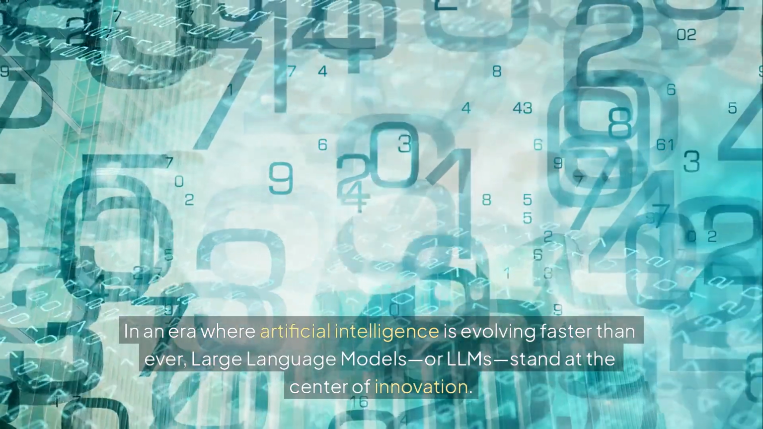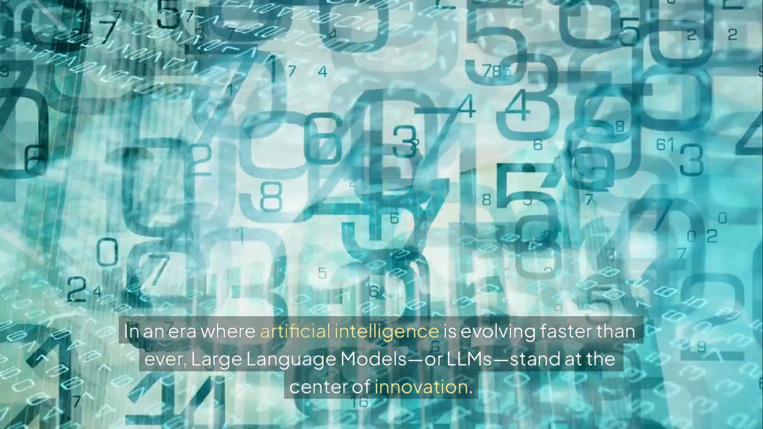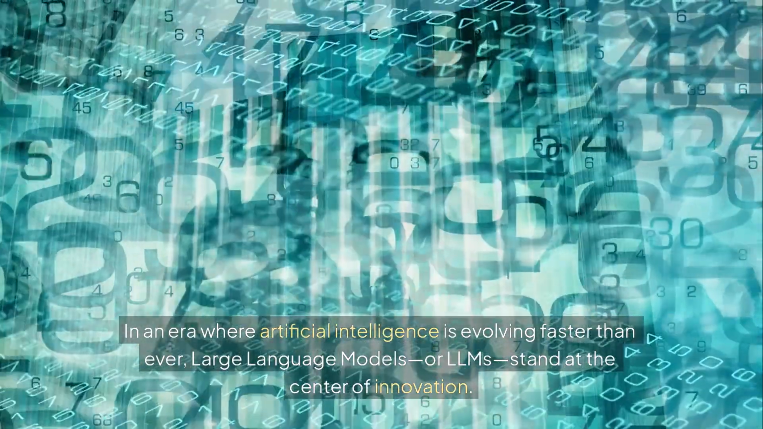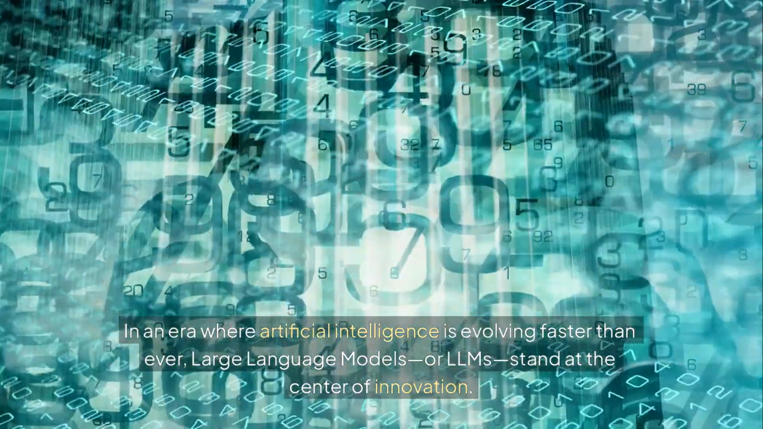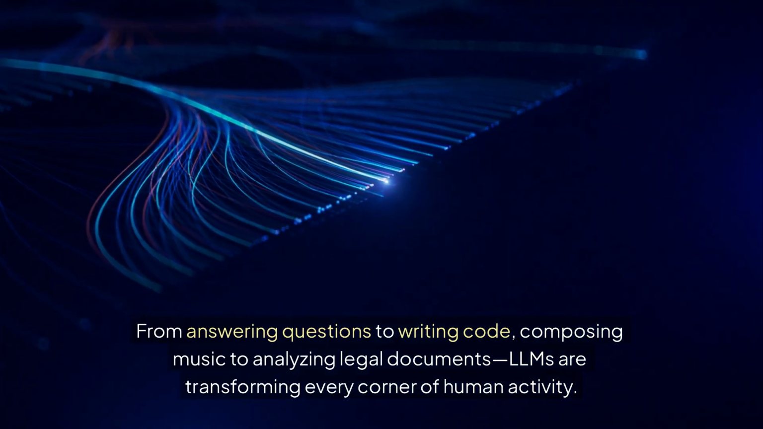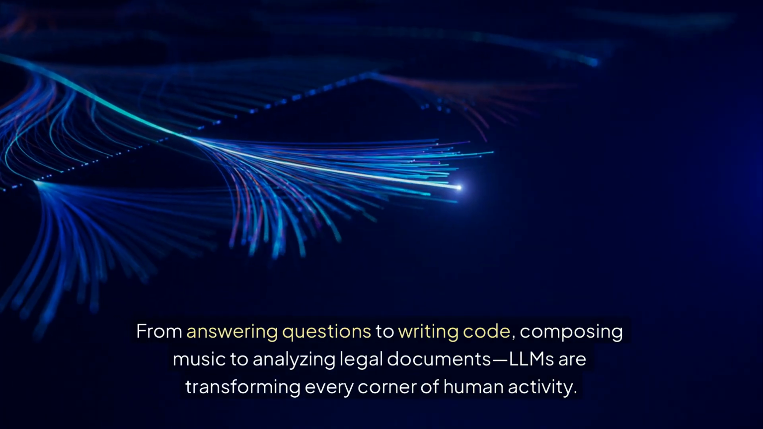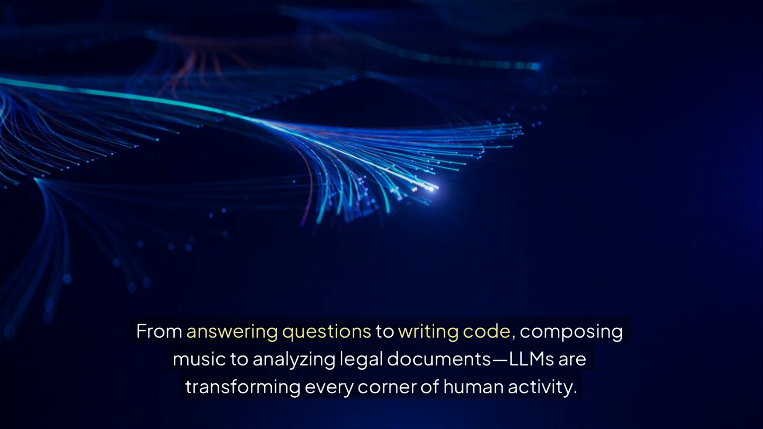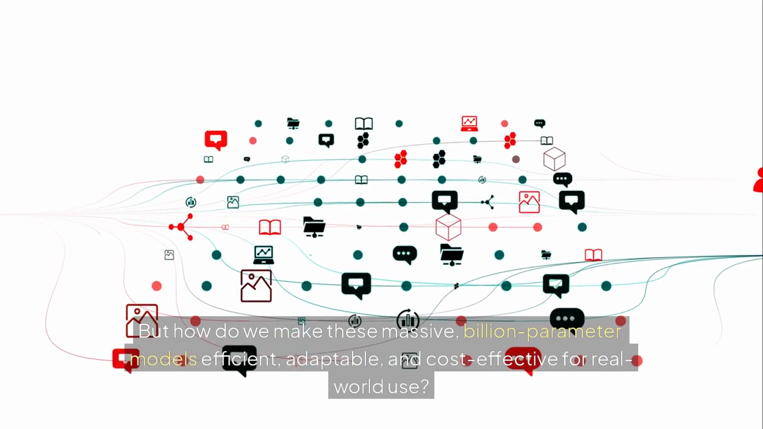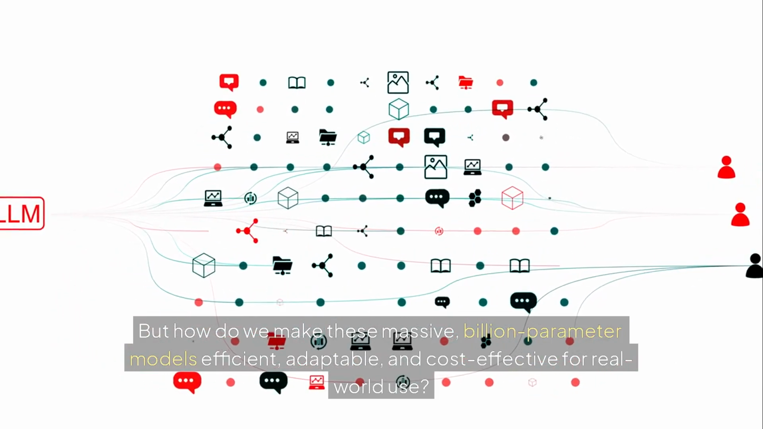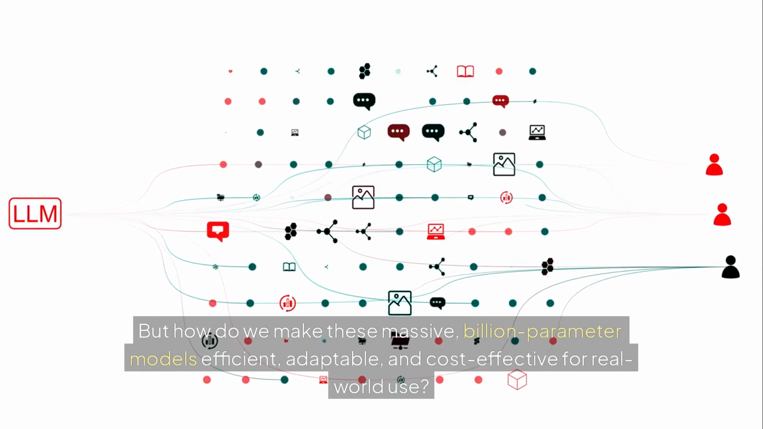In an era where artificial intelligence is evolving faster than ever, large language models, or LLMs, stand at the center of innovation. From answering questions to writing code, composing music to analyzing legal documents, LLMs are transforming every corner of human activity. But how do we make these massive, billion-parameter models efficient, adaptable, and cost-effective for real-world use?